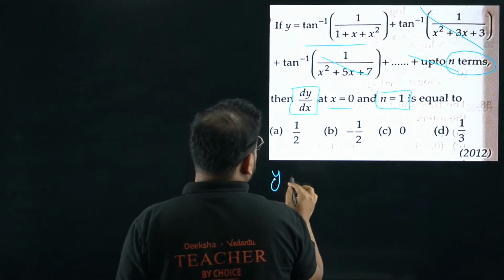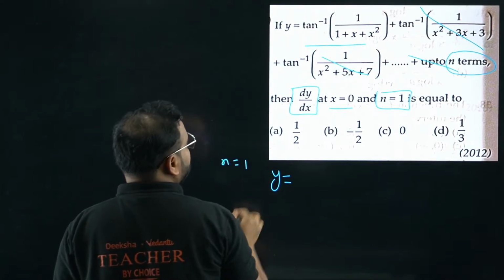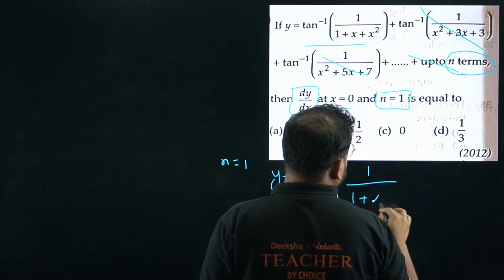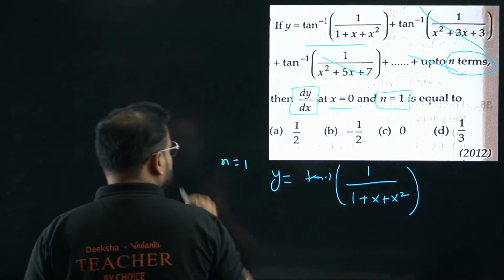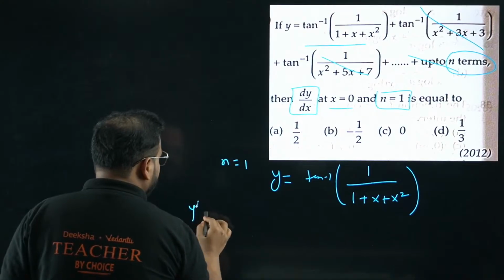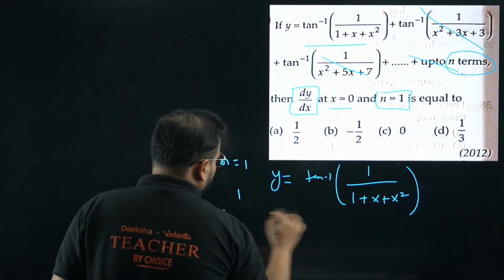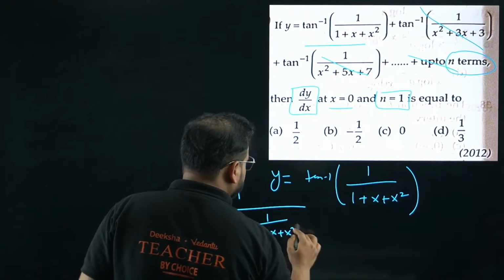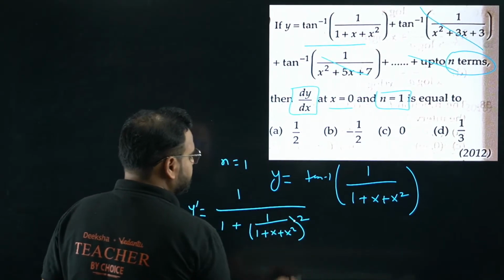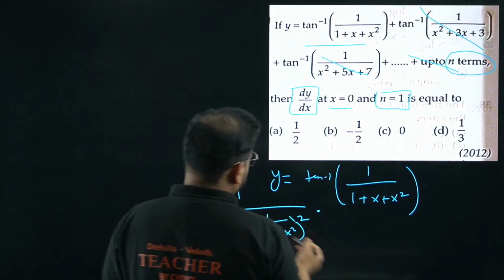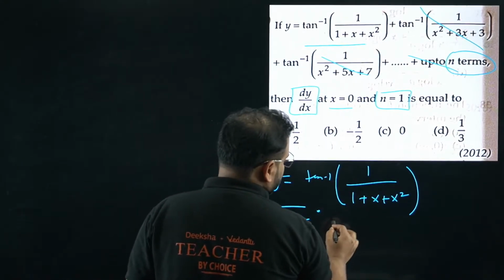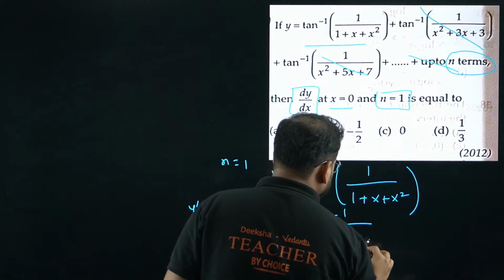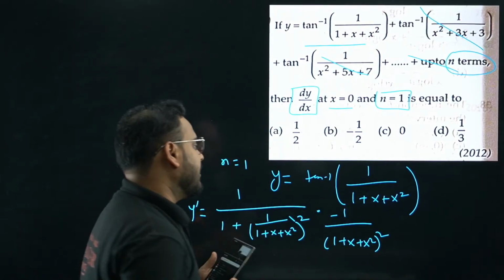For n equal to 1, the function will transform into y equals tan inverse of 1 upon 1 plus x square. Let's find the derivative of this. It is challenging, please try. Y dash will become, have a look, tan inverse means 1 upon 1 plus the whole thing, 1 upon 1 plus x square, the whole square. Then I'll have the derivative of this also, so it will become minus 1 by 1 plus x square to the power 2.